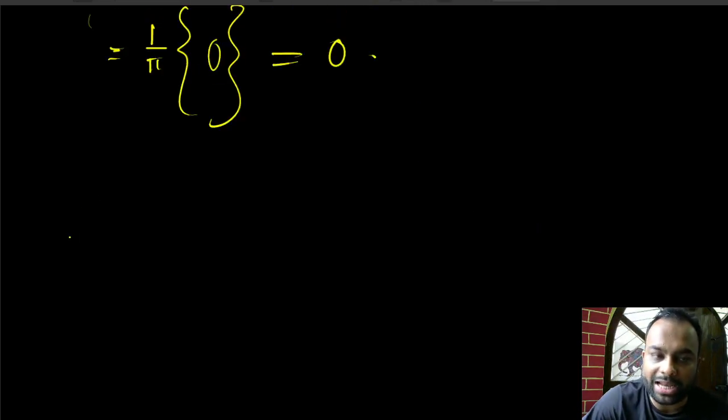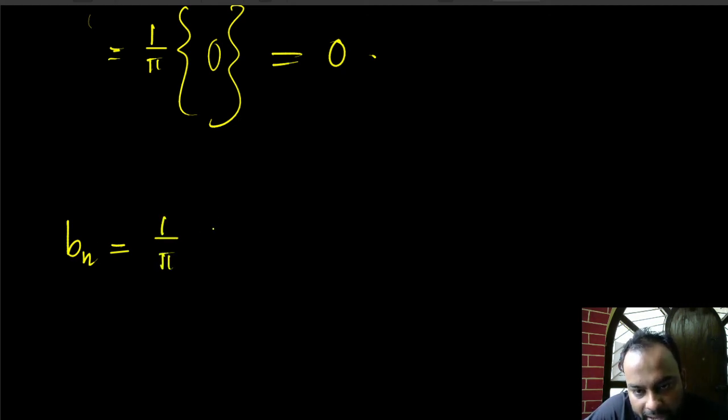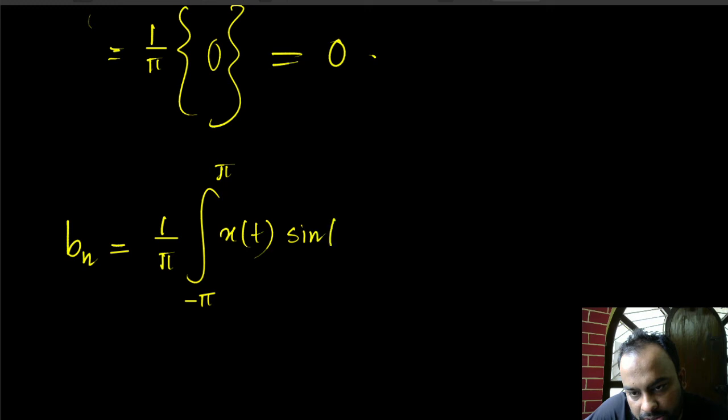So let's calculate the coefficients of the sinusoidal components, which are represented with Bn. B1 is the coefficient of the 1 radian per second component. Similarly, B2 is the coefficient or the amplitude of the 2 radian per second sinusoidal component, and so on. So this is going to be 1 by pi integration from minus pi to pi, again x(t) sin nt dt.